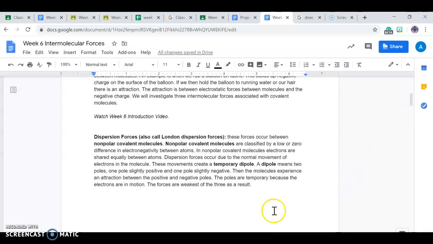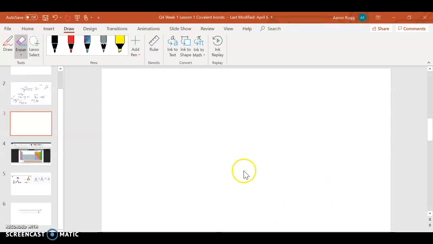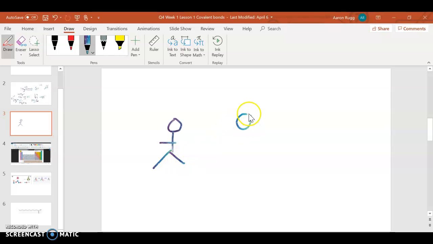And so think about it in terms of a tug of war. So if I've got a guy here, and he's pretty equally matched with this other guy, and they're going to have a tug of war. I'm drawing this guy a little bigger, but say they're about the same size, same strength. They've got a rope in between them. There's a little flag here so we know who's winning.